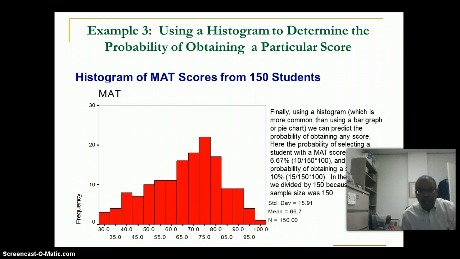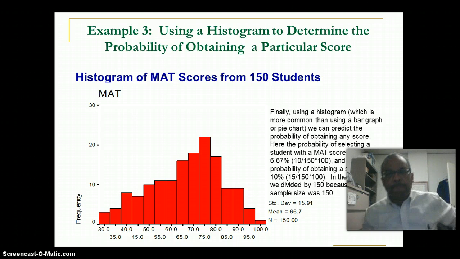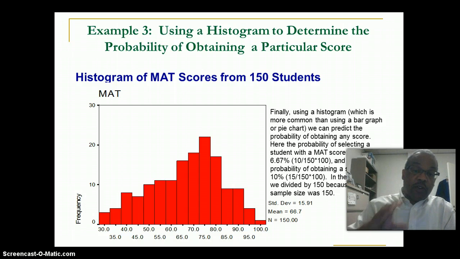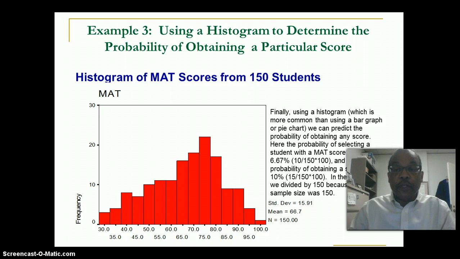All right. Imagine we had a population of 150 students who took the Miller Analogies Test, and their scores ranged from about 30 to 100. So we built this histogram showing the range of scores. In the same way that we used a pie chart or bar graph to determine probability, we could do the same here.